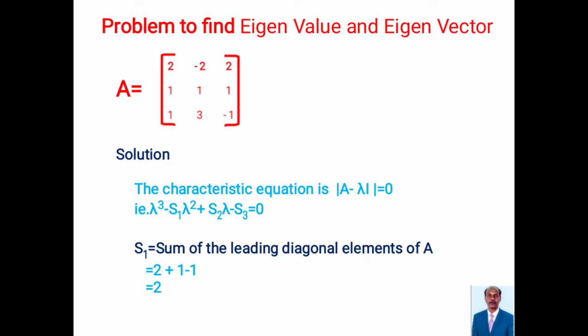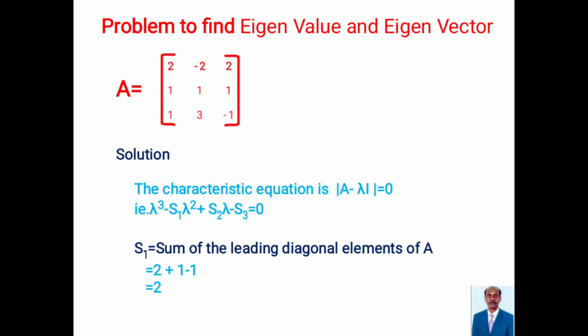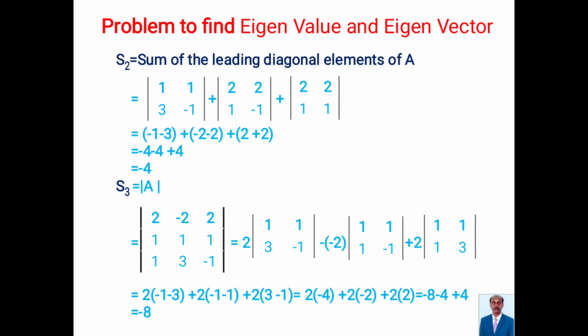Now we find the s2 value. s2 means the sum of the minors of the leading diagonal elements of A. How do we get the first one? For the element 2, omit the corresponding row and column: first row and first column are cancelled. The remaining is 1 1, 3 minus 1. For the element minus 2, the second value, the first row and second column are cancelled, so we get 1 1, 1 minus 1.